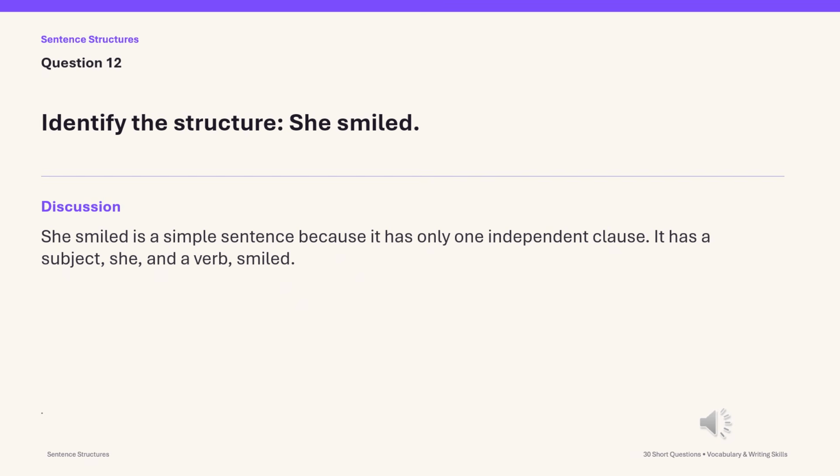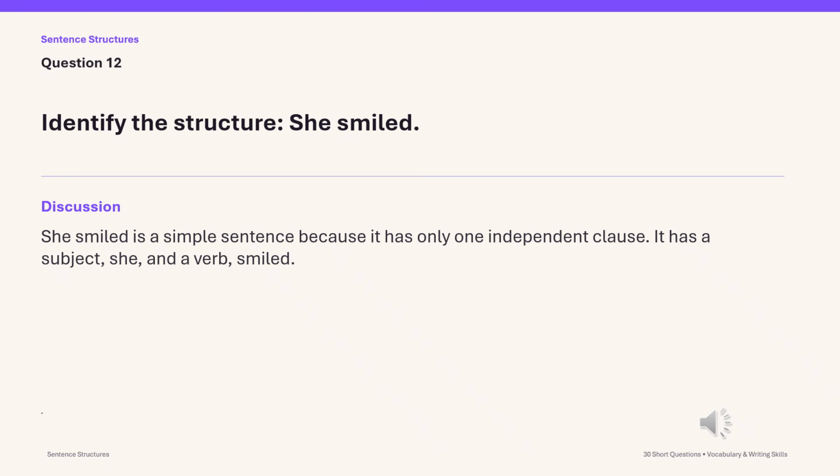So, the next question reads, identify the structure. She smiled. Now, first of all, this is a simple sentence. Now, what is a simple sentence? A simple sentence has one independent clause and it must express one complete idea. It must have a subject and a verb. So, she smiled is a simple one where she is the subject and smiled is the verb. And it gives us a complete meaning. So, it is a simple sentence.